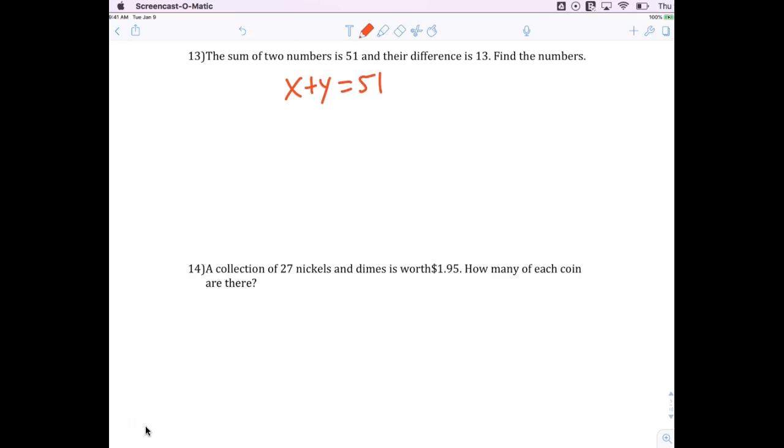Yes, but you're 100% right. But wouldn't it be easier just to say x minus y? You see what I'm saying, right? And again, it doesn't matter, and you would get the same answer. Okay, but I just think it's easier if we just stay consistent.